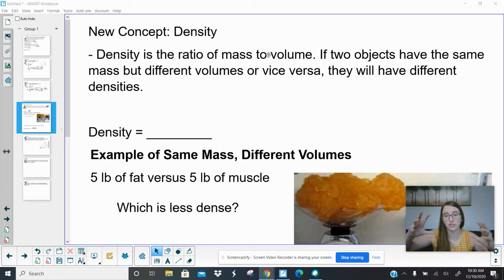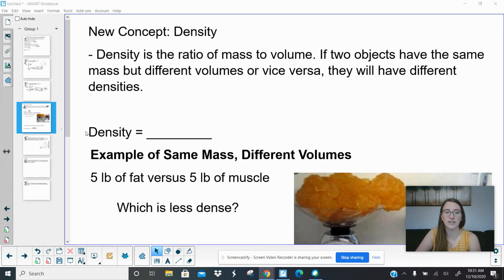Remember, volume is a measure of how much space something takes up. If I cup my hands like this, that isn't a lot of volume. But if I'm holding a basketball, that has more volume. It takes up more space. What's going to end up happening here is, again, they will actually have different densities.